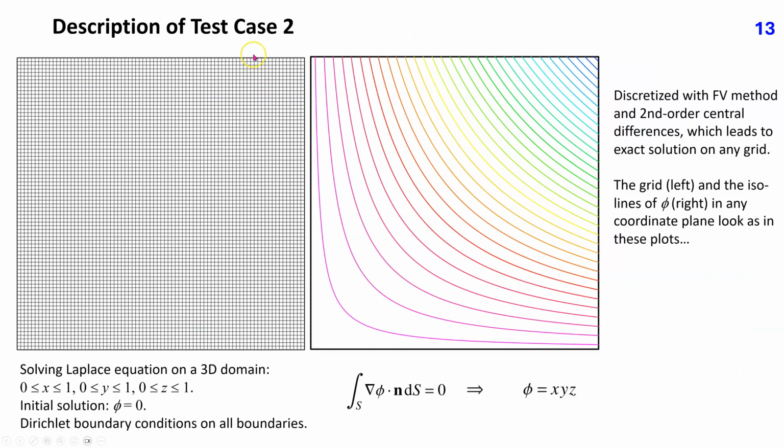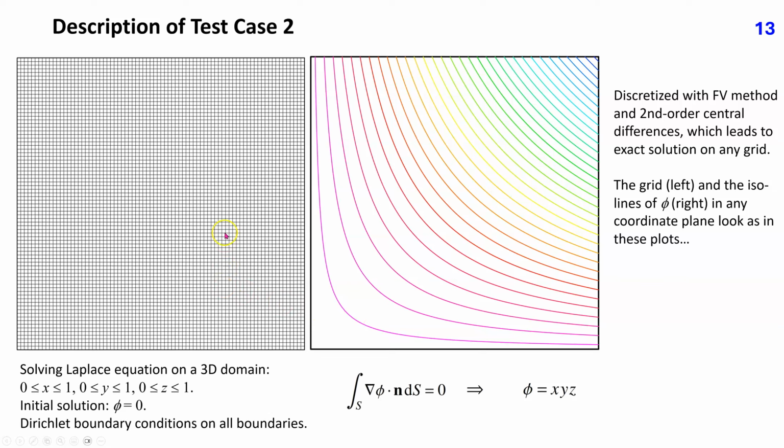The second test case is a three-dimensional version of the first one. The integral form of the Laplace equation is discretized by a finite volume method using second-order central differences to approximate the gradient of phi. The function phi equal x times y times z satisfies the Laplace equation, so the exact solution is obtained when at all boundaries Dirichlet conditions with specified values of the function are used.